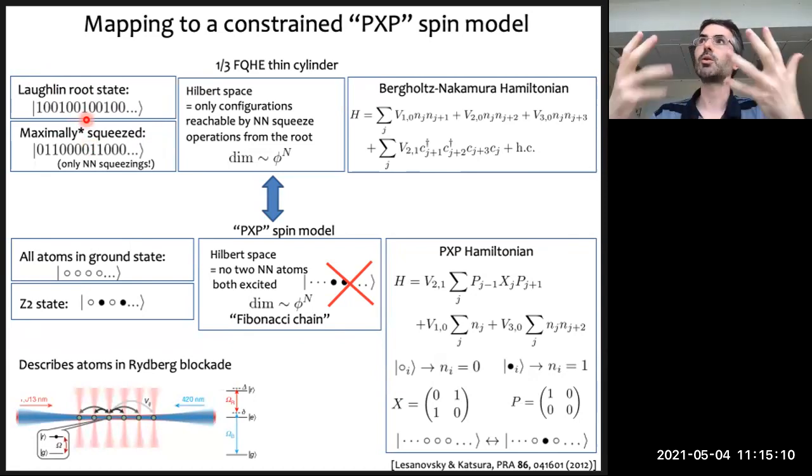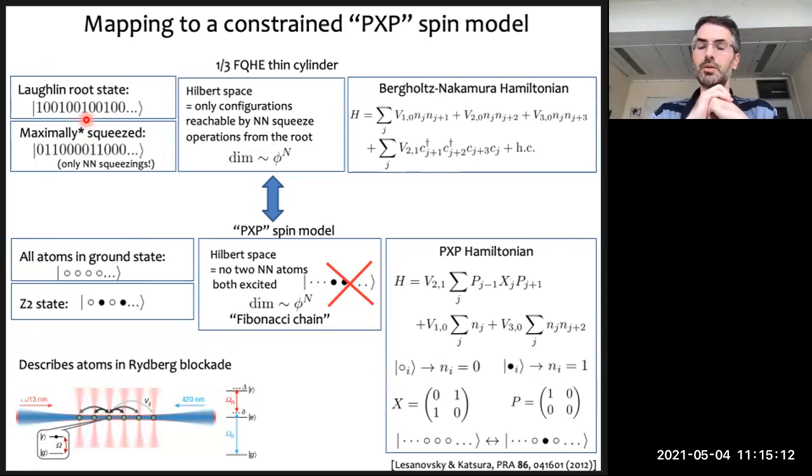So you generate all the configurations with only nearest neighbor squeezing, and the number of those configurations grows as a Fibonacci number as a function of the number of electrons. So in the context of spin language, it means that it's like a spin-half chain with the constraint that you can't have two neighboring spins both being excited, okay?